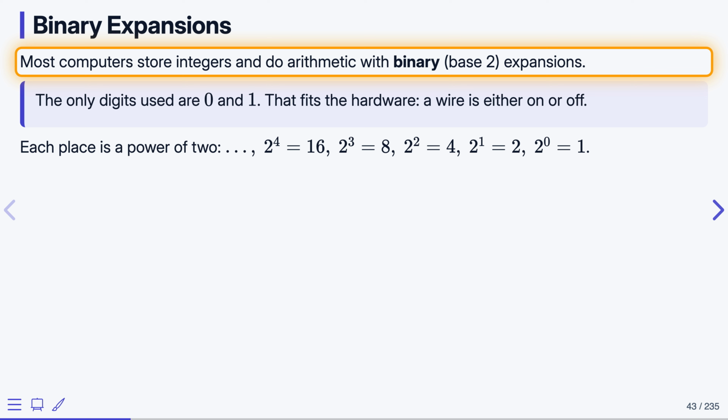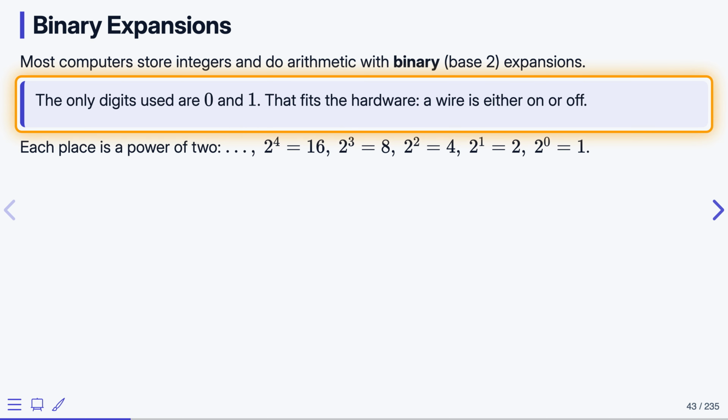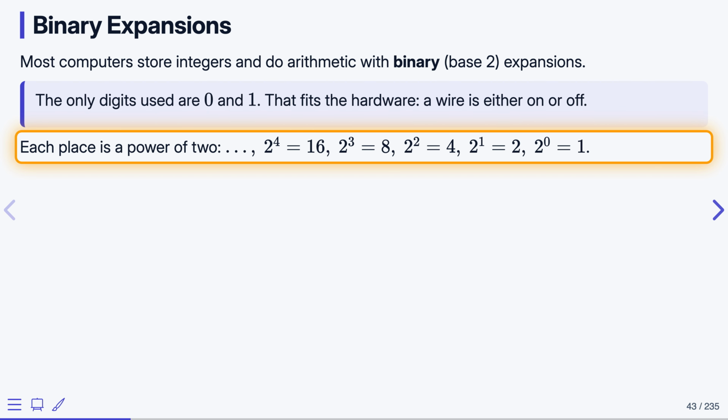Binary is base 2. Most computers store integers this way. It uses only 2 digits, 0 and 1. Computers love binary because a wire is either on or off, nothing in between. Each place in a binary number is a power of 2. Reading from the right, the places are 1, 2, 4, 8, 16, and so on. Each step to the left doubles. To read a binary number, you add up the places that hold a 1.